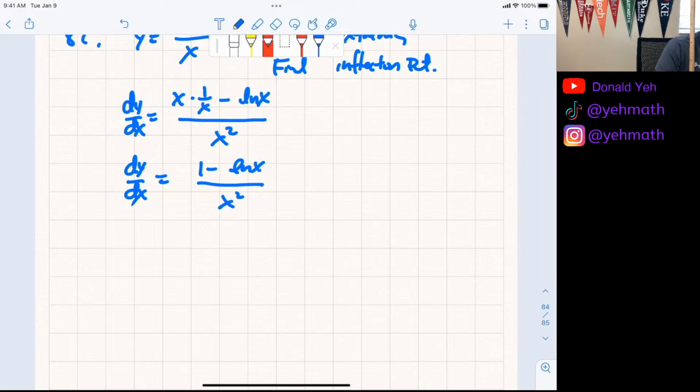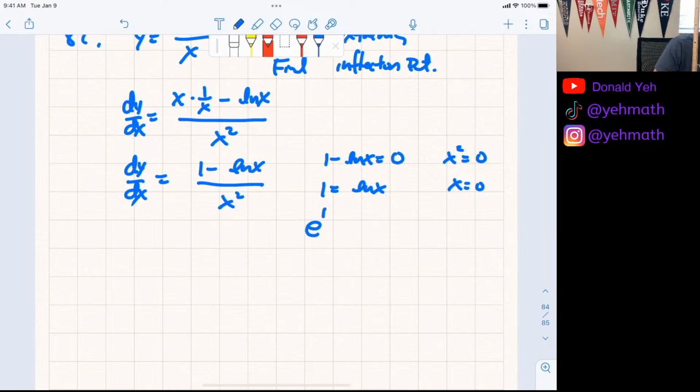So the problem is the number line test. A lot of you guys don't know how to do the number line test here. So you set the top equal to 0 to find the critical number. If the bottom is equal to 0, that's just x equal to 0. And if you set the top equal to 0, this is 1 equal to natural log of x. How do you solve for x? E to the both sides. So it'll be e to the 1, e to the natural log of x. And e and natural log, you have to raise to the power. So it'll be e equal to x.